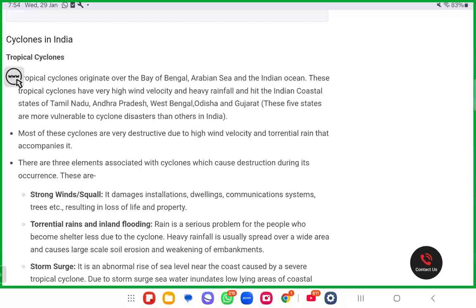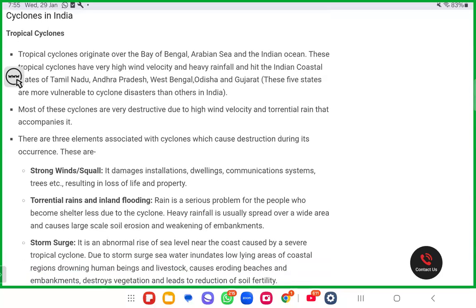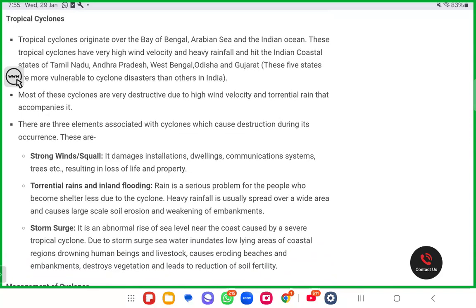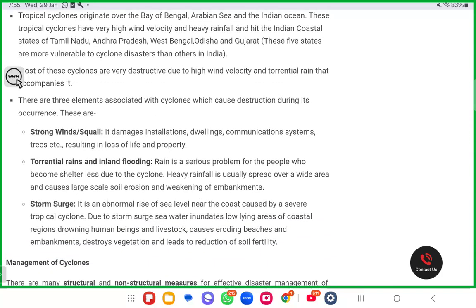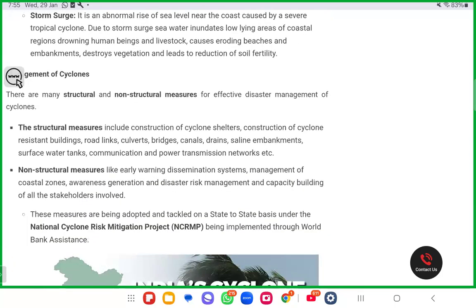We will also study disasters in India, not only cyclones. Most of these cyclones are very destructive due to high wind velocity and the torrential rain that accompanies them. So there are three elements: strong winds, torrential rains and inland flooding, and storm surge. These are correlated.